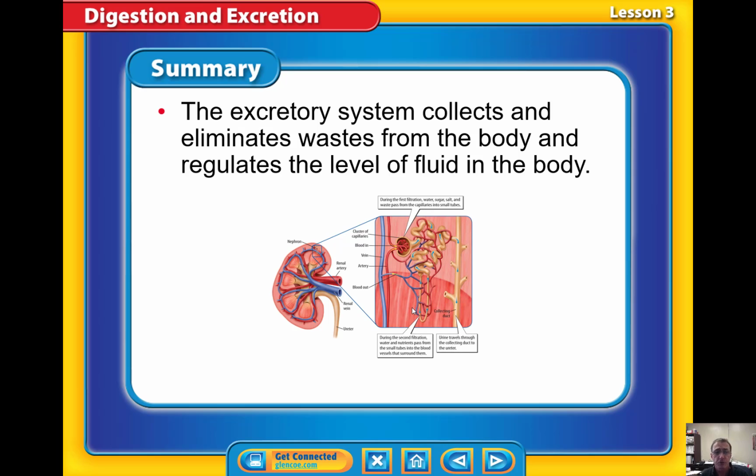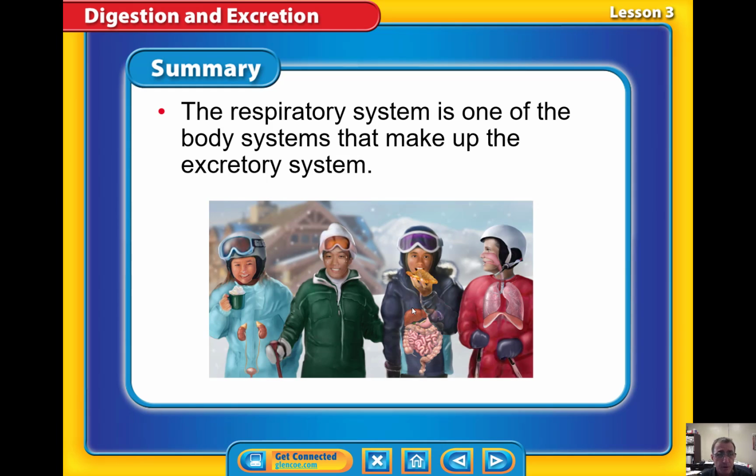All right, so the excretory system, again, we're kind of focused on the urinary tract to be fair, but the excretory system, which is made up of those four subsystems, collects and eliminates waste from the body and regulates the level of fluid in the body, and that would be the urinary tract system in particular. That's regulating that level of fluid. The respiratory system is one of the body systems that makes up the excretory system. It eliminates mostly gases, waste gases. We haven't talked about it yet in detail, but we will, and this is more or less a preview of that coming up.